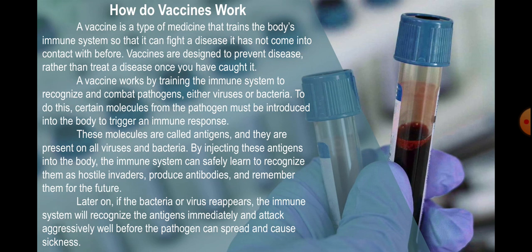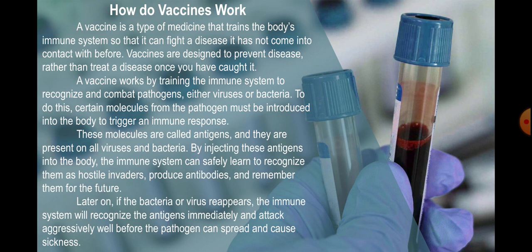So now I'm showing you the example of an explanation text entitled How Do Vaccines Work? Let's read it first together. A vaccine is a type of medicine that trains the body's immune system so that it can fight a disease it has not come into contact with before. Vaccines are designed to prevent disease rather than treat a disease once you have caught it.